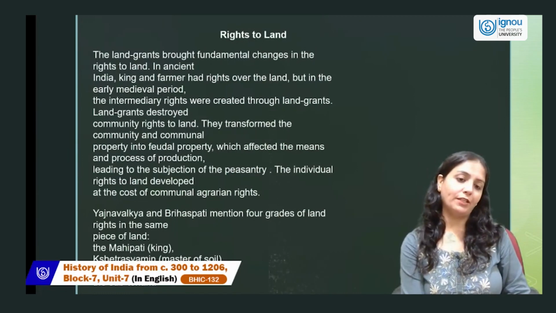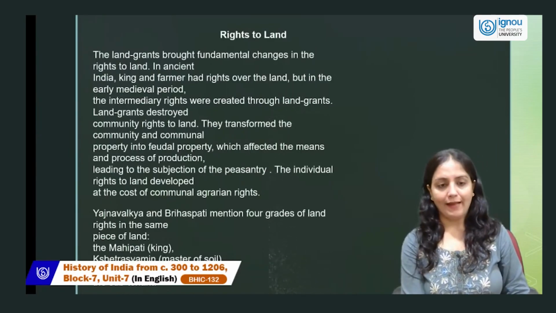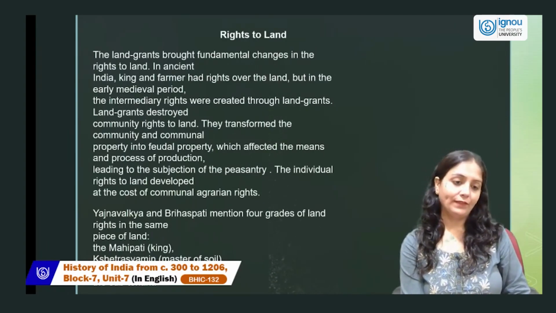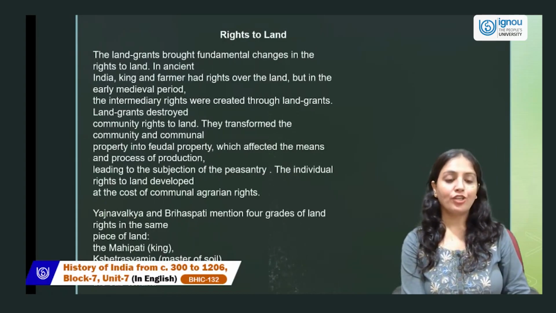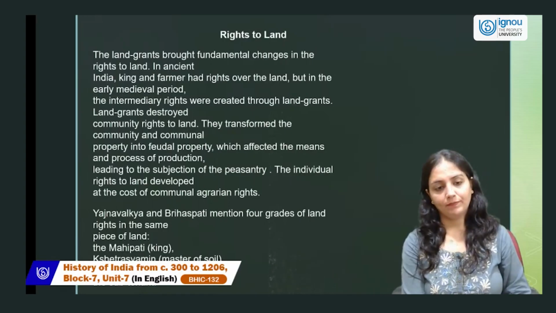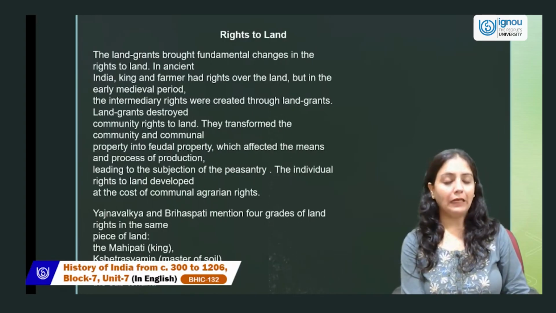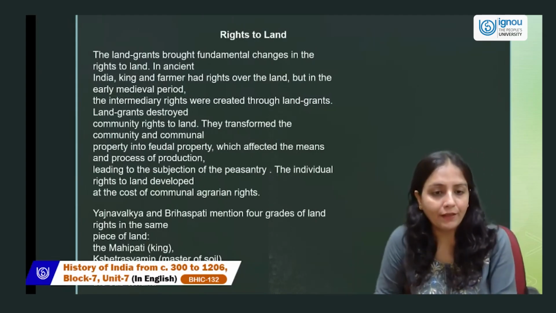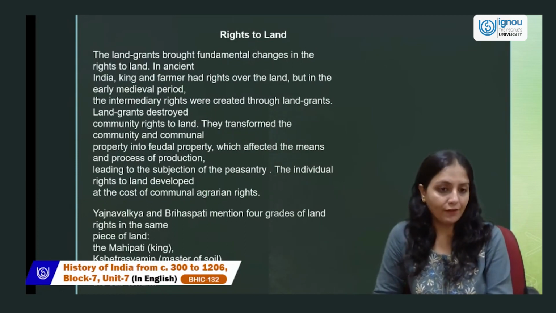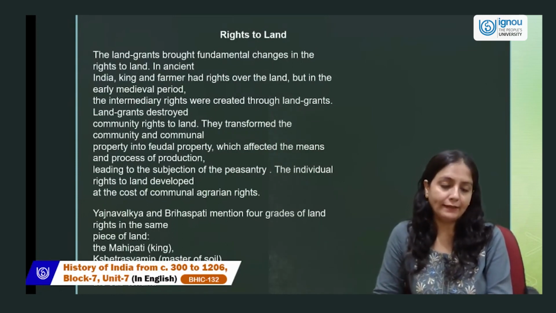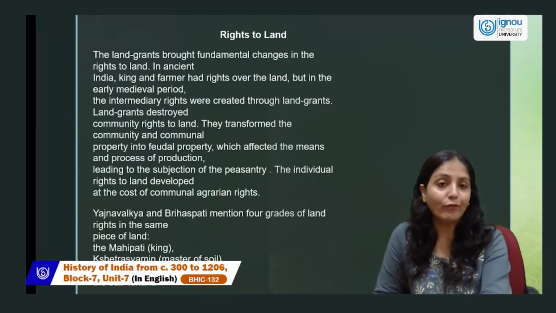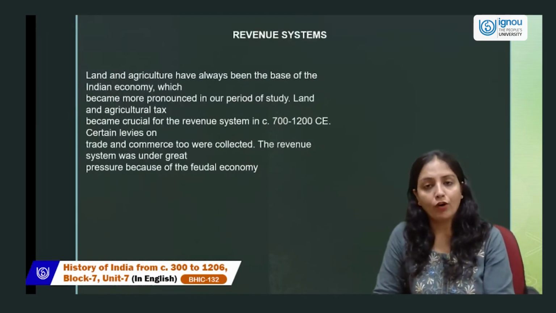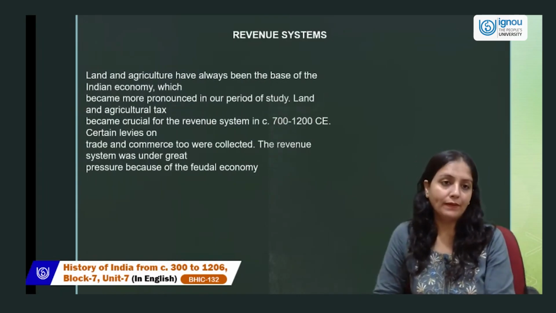Yajnavalkya and Brihaspati mentioned four grades of land rights in the same piece of land: Mahipati, the king; Kshetra Swamin, master of soil; Krishaka, cultivator; and subtenant. These were the four grades of land rights mentioned by Yajnavalkya and Brihaspati at that time.